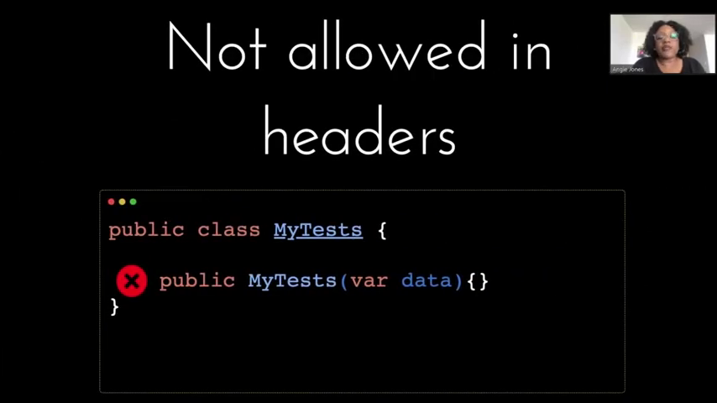Now, while local variable type inference can be used within the body of local constructs, it cannot be used in the headers of methods or constructors. This is because, think about it, whoever is calling your method or your constructor needs to know the exact data type of the arguments that they need to send, right? So you cannot use it here.